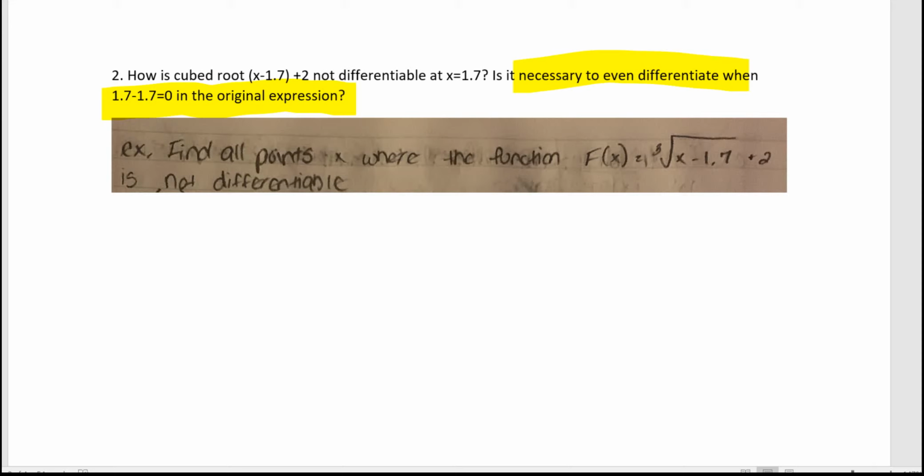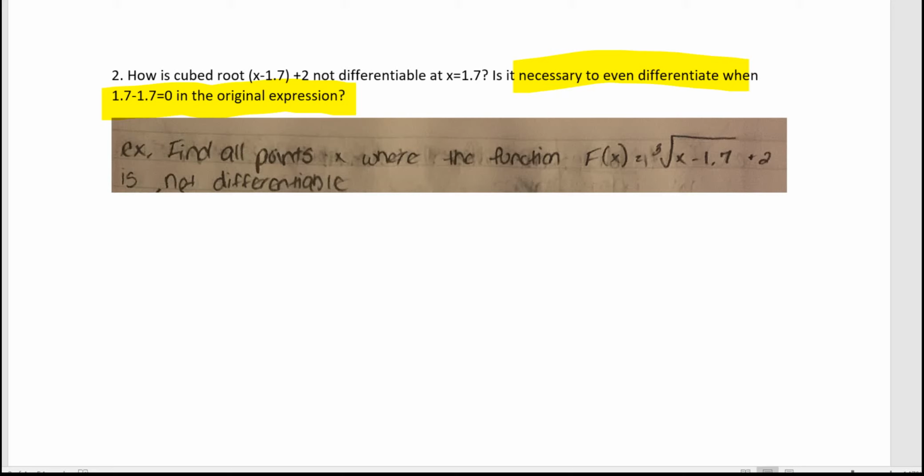Okay. Now, if the function were undefined at that point, it would be. But the function isn't undefined. It's equal to 2 when x equals 1.7. So, yes, we do need to check that out. So anyway, how is it not differentiable?